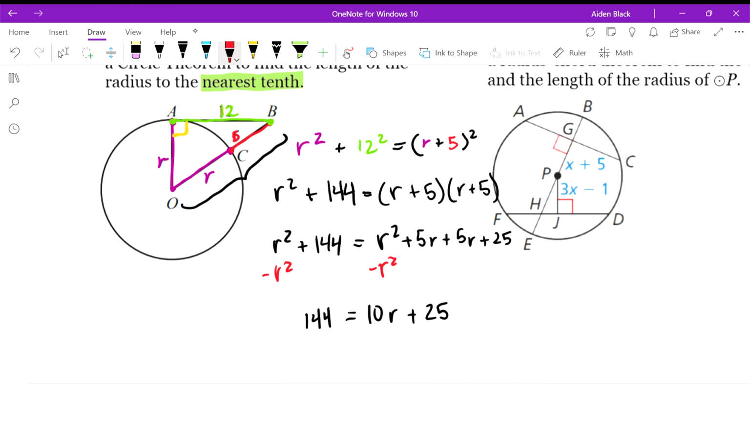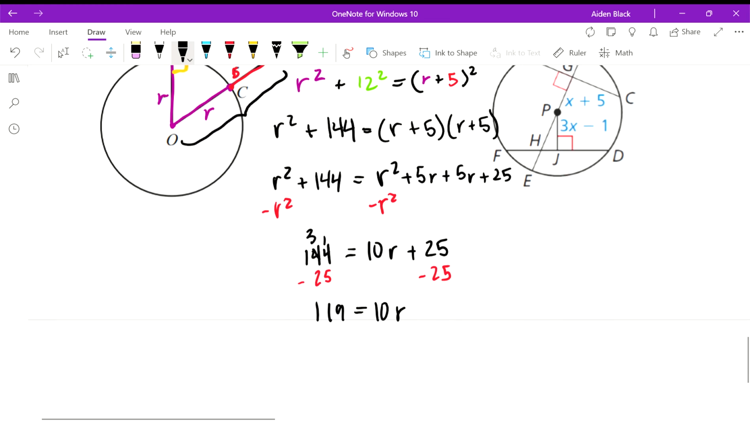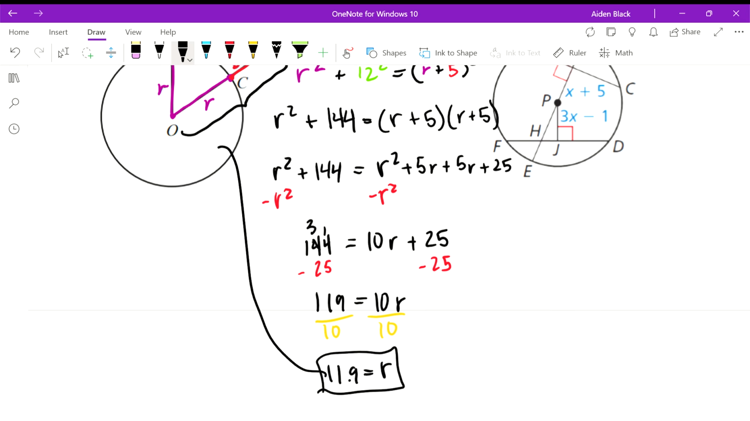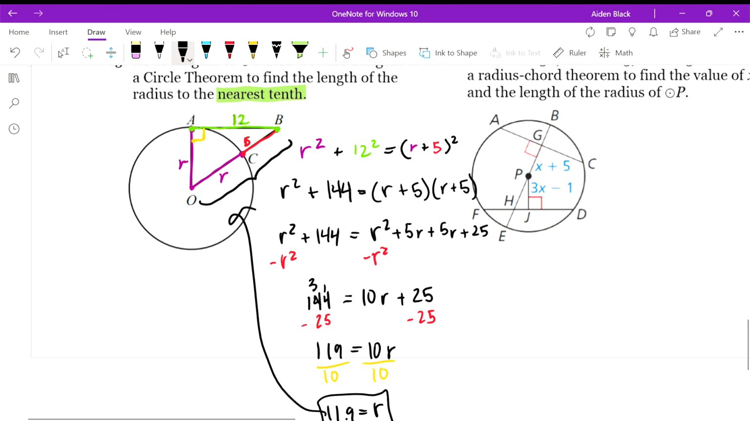If you subtract 25 from both sides, what do we end up with? We get 119. Okay, so 119 is equal to 10r. If we divide both sides by 10, then we get r is equal to 11.9. And just plug it back in and double check it makes sense.